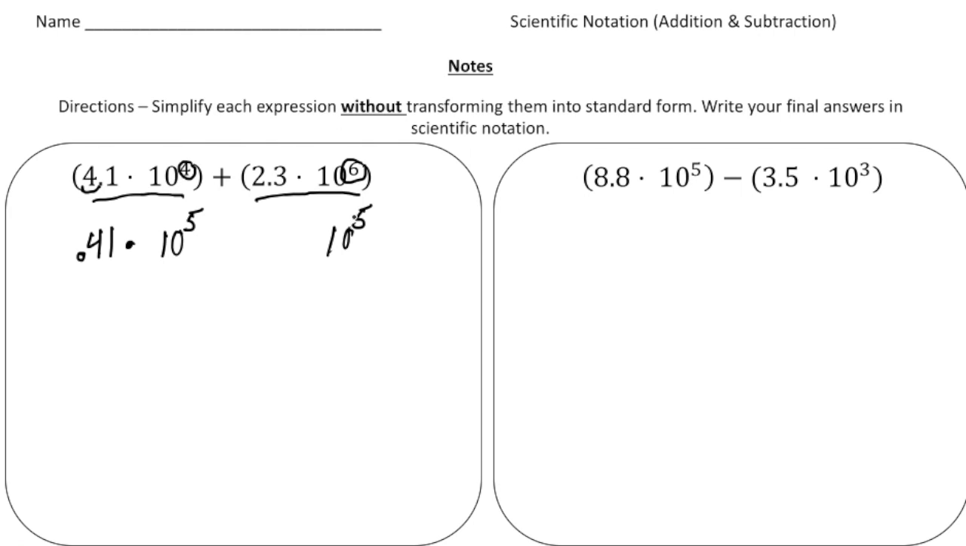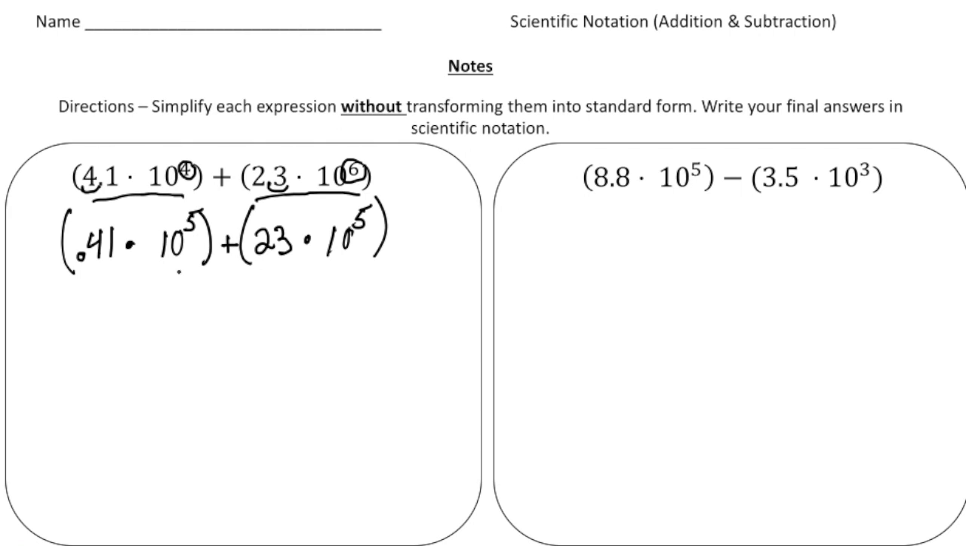Now this one, we're going from 10 to the 6th down to 10 to the 5th. So we're really dividing that by 10, right? So if I divide this part by 10, I need to do the opposite and multiply this one by 10. So this is really going to be 23 times 10 to the 5th. Now let's put these in parentheses. And of course we have a plus sign.